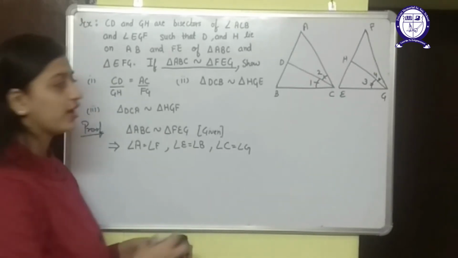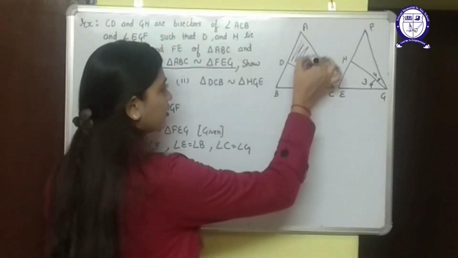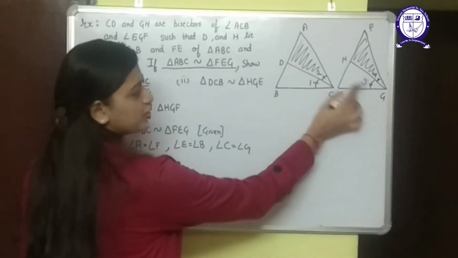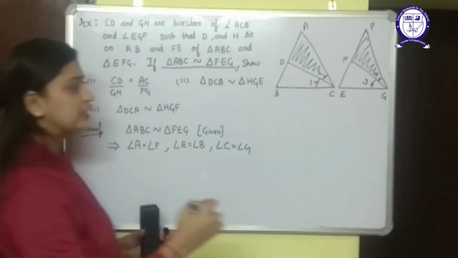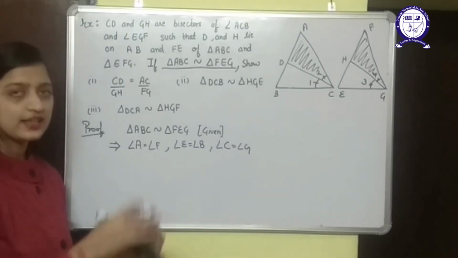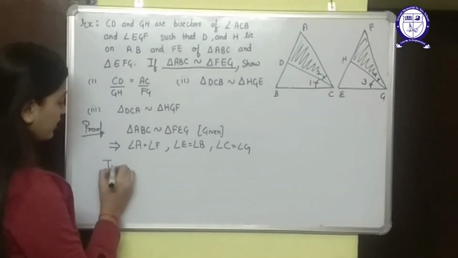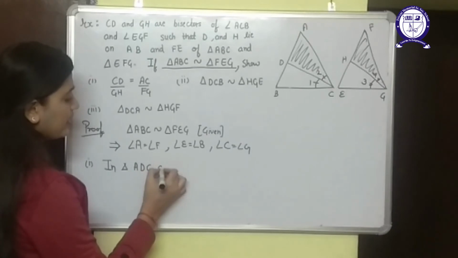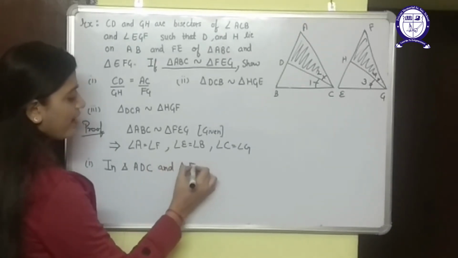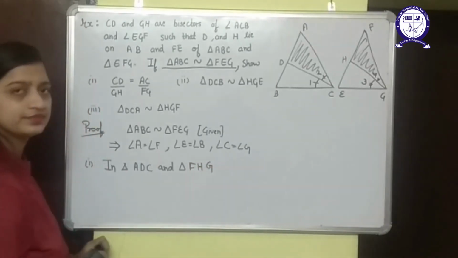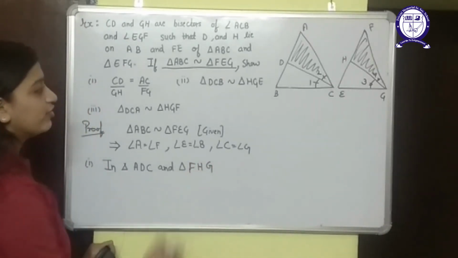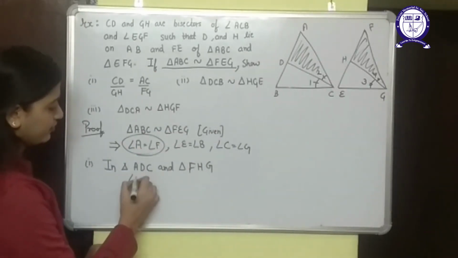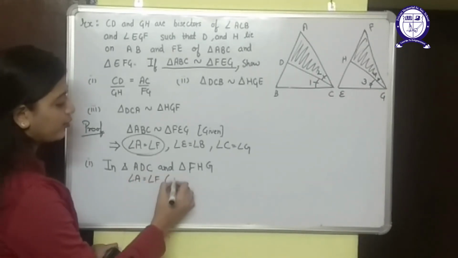These are the sides of which triangles? You can see that these are the sides of these two triangles, right? CD, GH, AC and FG. These are the sides of these two triangles. So let's take these two triangles. In triangle ABC and triangle FHG, the first thing which is equal is already proved here. Angle A is equal to angle F. You can write proved above.